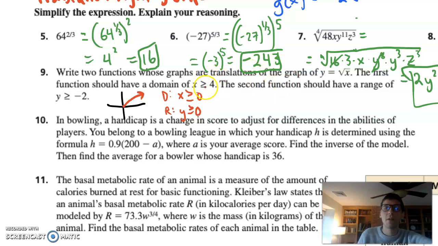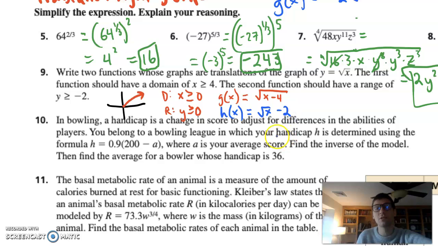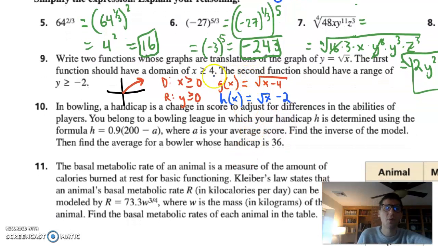So, this first example, for this domain to be possible, I would just have to shift this graph 4 units to the right. We could call it g of x, and an easy way to shift it 4 units to the right would just be to subtract 4 in the radicand. Now let's try one. Well, for it to have a range of greater than or equal to negative 2, we could call this h of x. We would have to shift it down 2 units, which is just going to be minus 2 outside of the radical. Wow, not too bad.